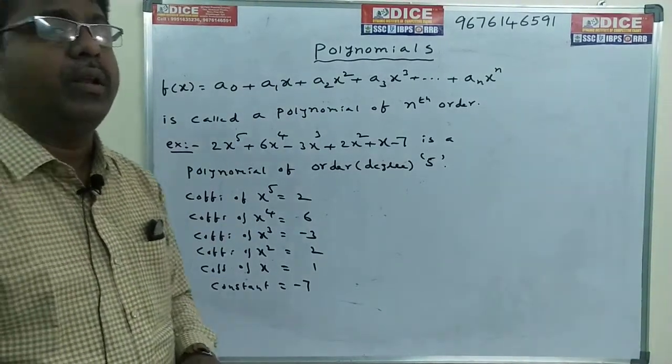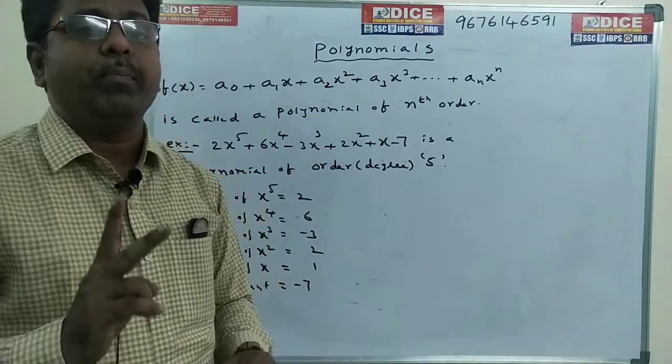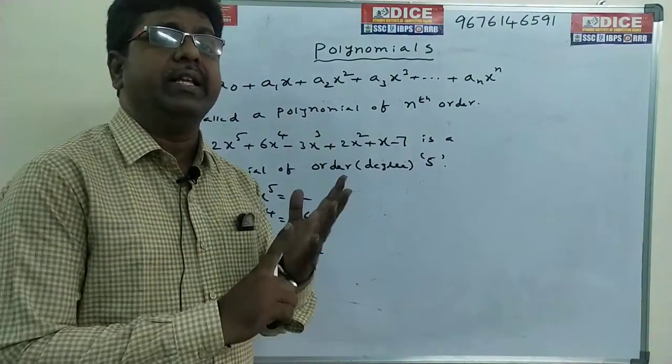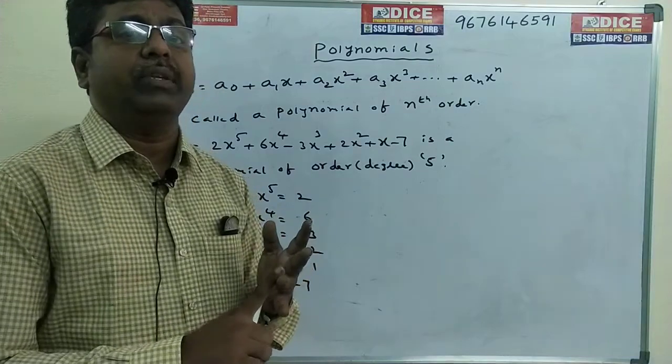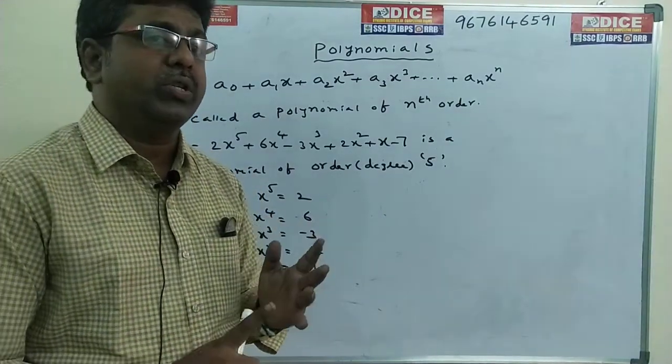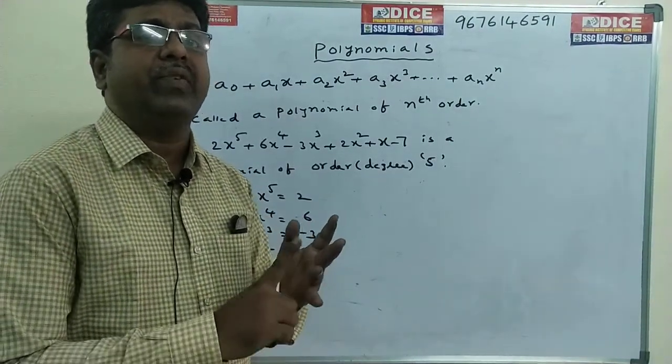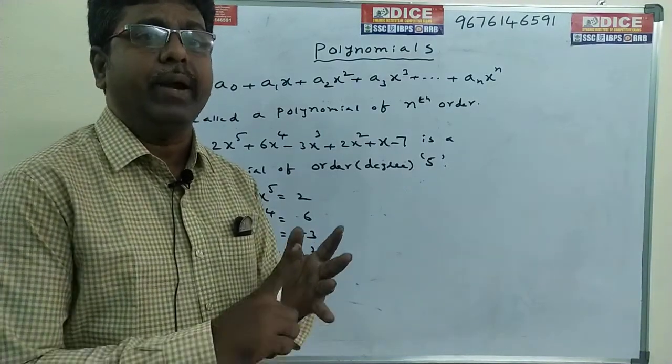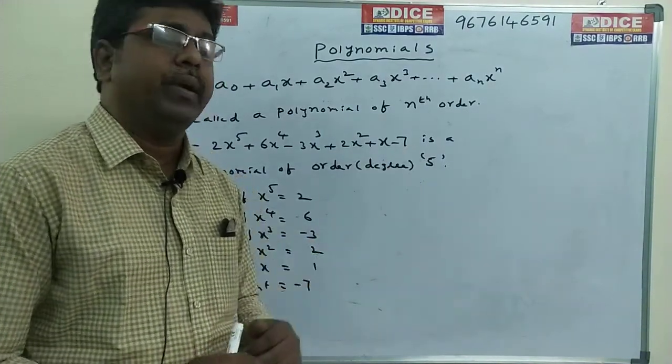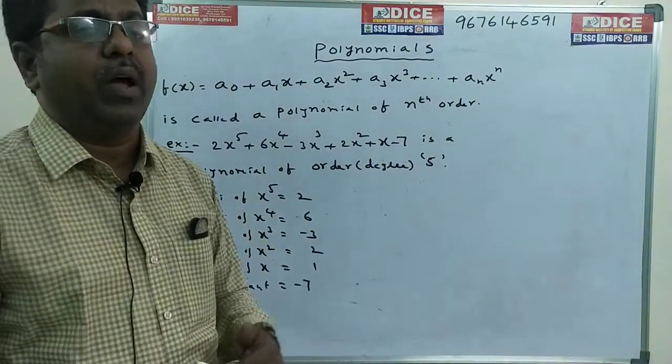In this polynomial topic, in our syllabus we have two important questions: one is remainder theorem and the other is factor theorem. These two are very important. Only two questions we will get. We can do the problems on remainder theorem as well as factor theorem. This is a small topic, so within half an hour, 45 minutes, you can finish this one.